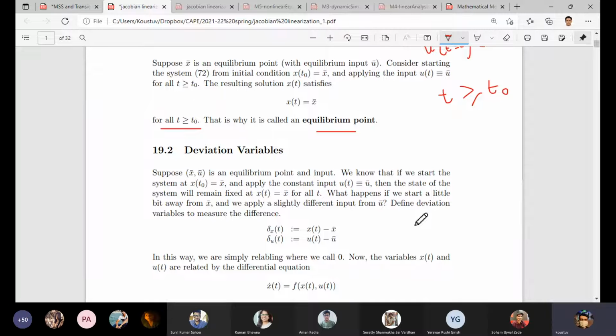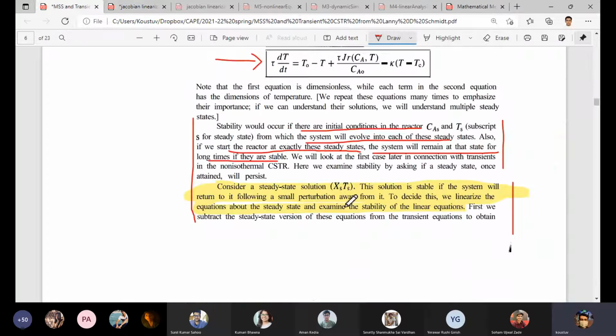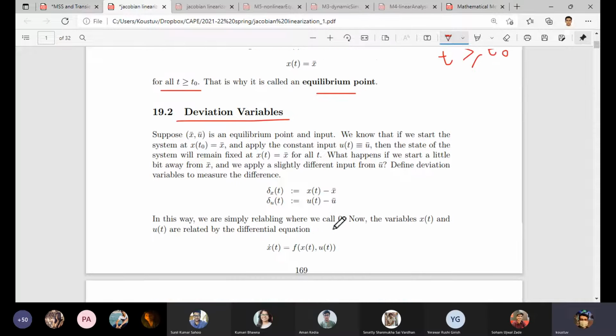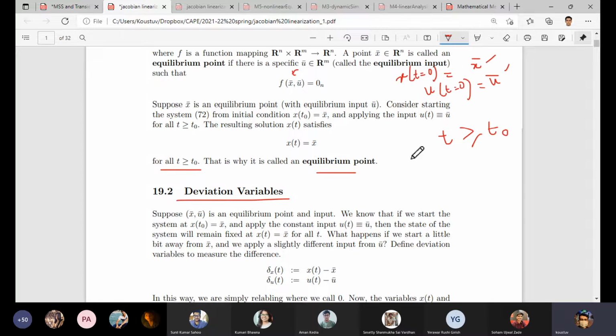Now there is a deviation variable, a concept we are introducing. Why is this concept introduced? This same concept will be used here: some small perturbations and small deviations. Let's say we don't operate the system exactly at x bar and u bar, but start the system at slightly different values, with some slight difference from x bar and simultaneously from u bar.